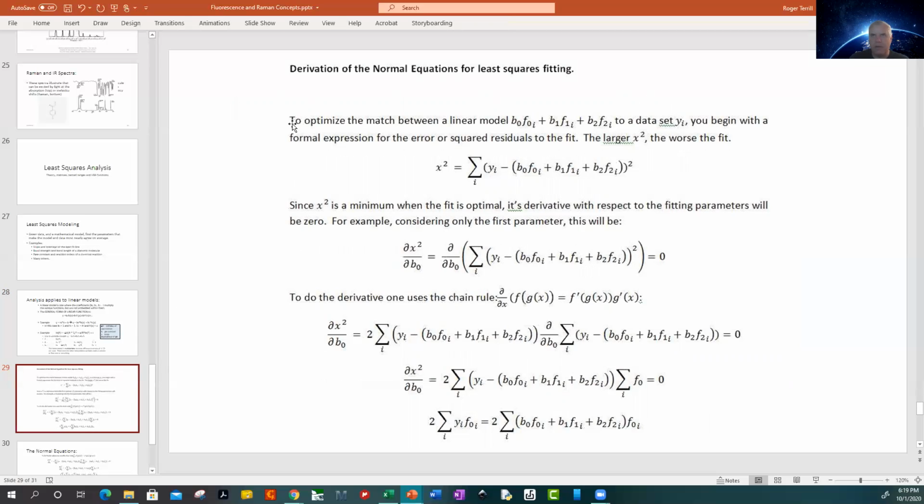So this is the theory behind it all, right? What you need is to define a variable called chi-squared here, which is the badness of fit, right? I say it's badness because the larger it is, the worse the match between the data and the model.